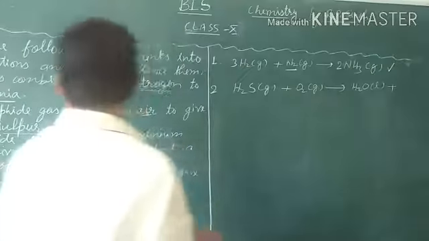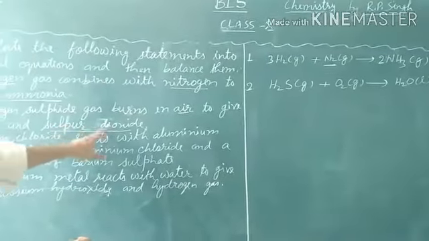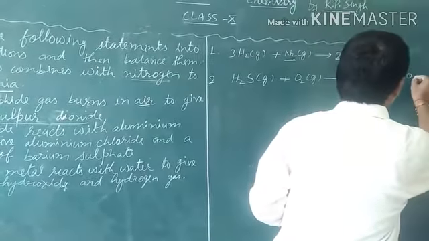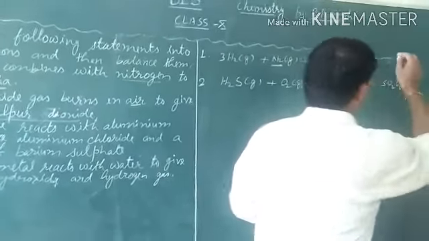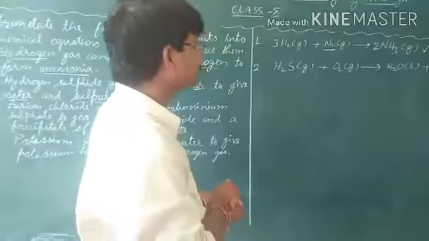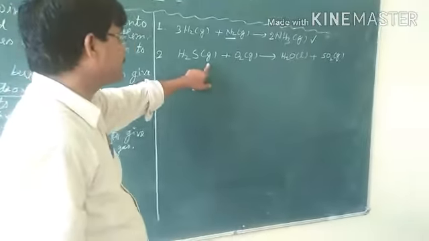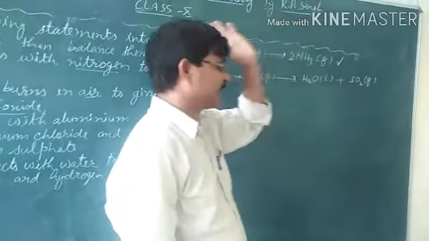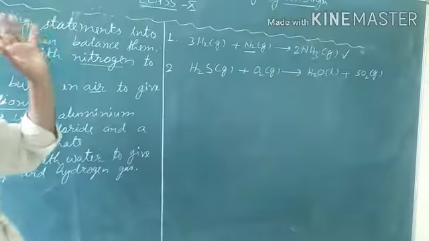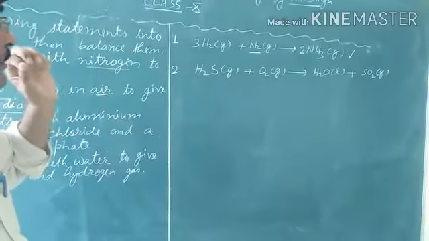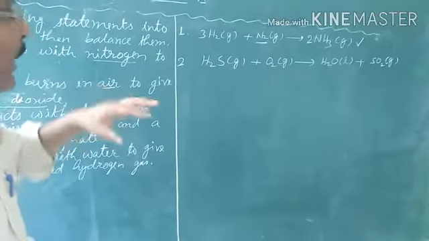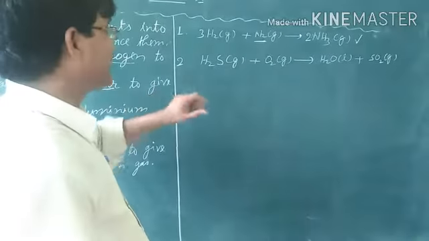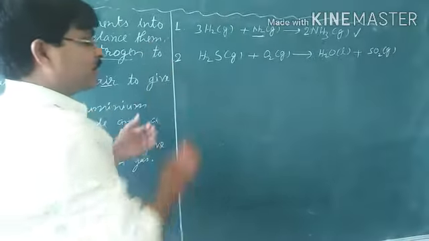And the second product, what is the second product? Sulfur dioxide, SO2. SO2 is gas, so I will write g in the bracket. H2S is gas, O2 is gas, H2O is liquid, SO2 is gas. This is the chemical equation, but at this time it is not balanced. Why is it not balanced? We will check whether this reaction is balanced or not.